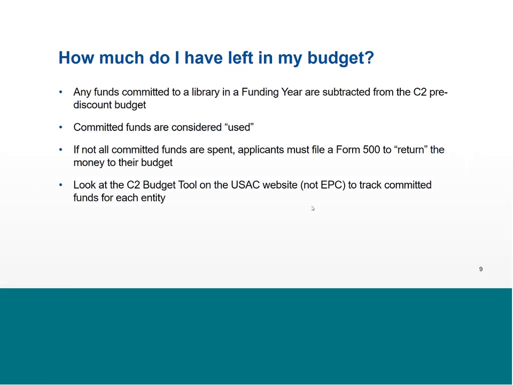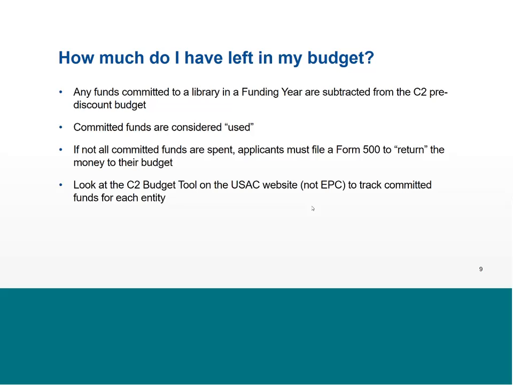So as I mentioned, these budgets started in 2015. So for many of you, you've probably already utilized some of the funds. And at this point, you're wondering maybe how much is left in your budget. So the way that USAC handles these budgets is that any funds that are committed to a library in a funding year, those are considered used funds. And what I mean by that is that if you've gone out to bid and you've filed your Form 471 and you've gotten an FCDL, a funding commitment decision letter, that has committed funds for a library branch on it, those funds are considered used, meaning that they have come out of your budget.